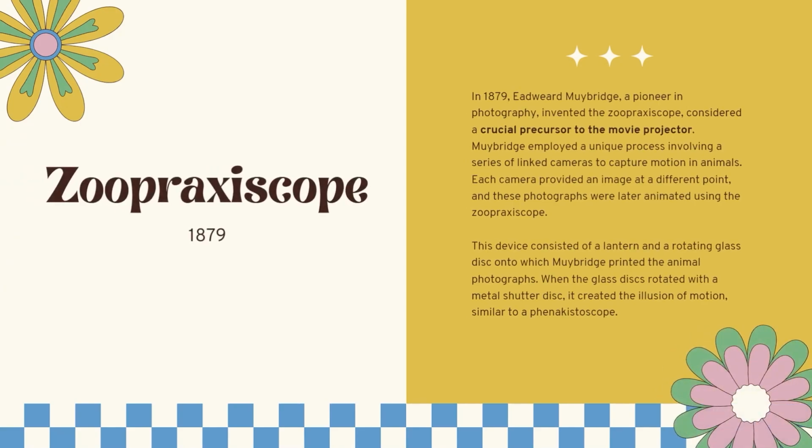Next, we have a zoopraxiscope. So we have a zoetrope, we have a praxinoscope, now we have a zoopraxiscope. The zoopraxiscope was made in 1879 by the photographic pioneer Edward Muybridge.